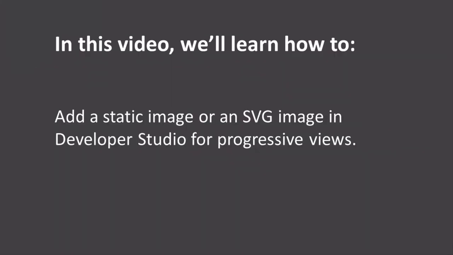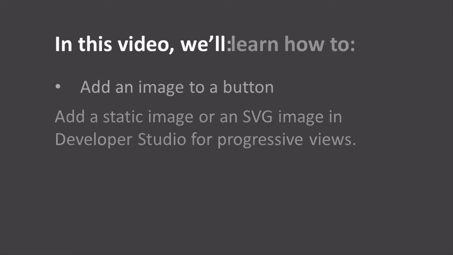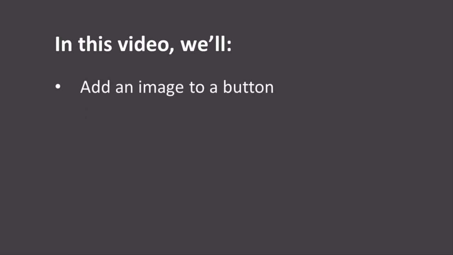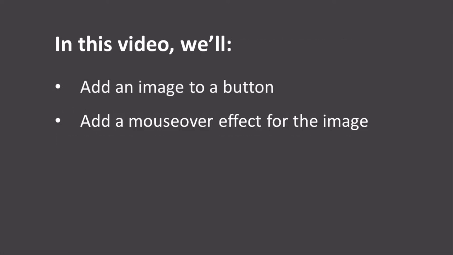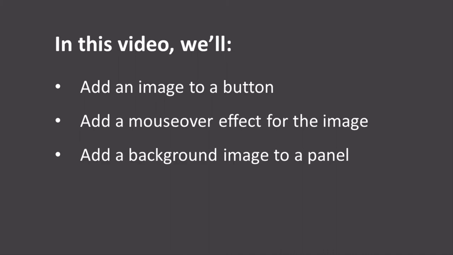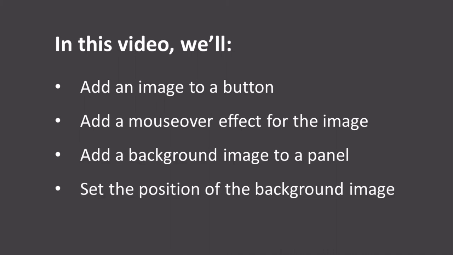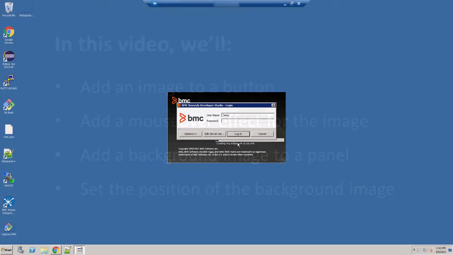In this video, we'll learn how to add a static image or an SVG image in Developer Studio for progressive views. As an example, we'll add a static image to a button and then add a mouseover effect for that image. We'll also add a background image to a panel and then set the position of that image within that panel. Let's log into Developer Studio and get started.